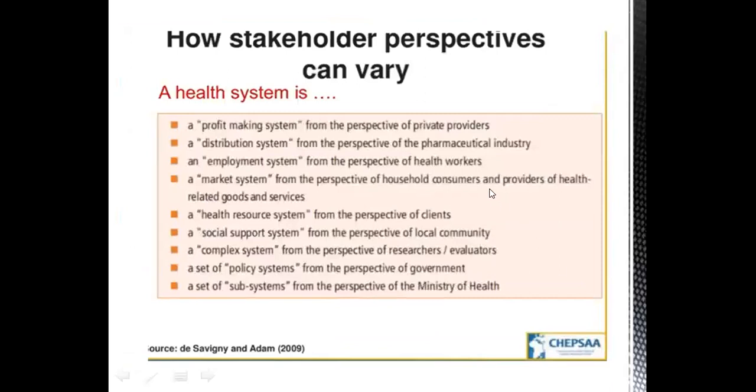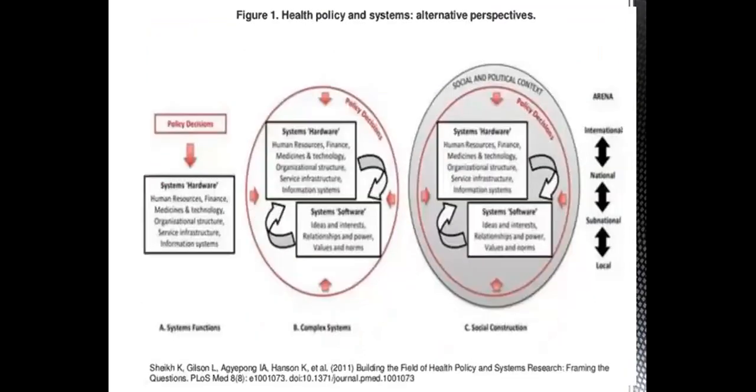Stakeholder perspectives can vary according to the health system: a profit-making system from the perspective of private providers, a distribution system from the perspective of the pharmaceutical industry, an employment system from the perspective of health providers, a market system, a health source system from the perspective of the client, a social support system, a complex system, and a set of policy subsystems from the Ministry of Health. Health policy and the health system.